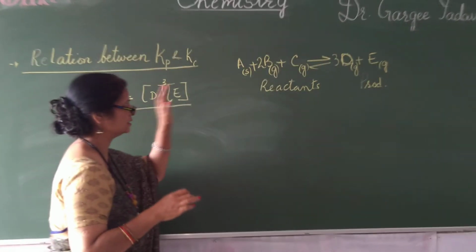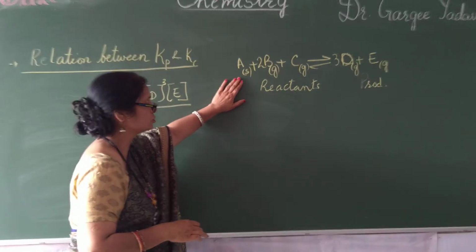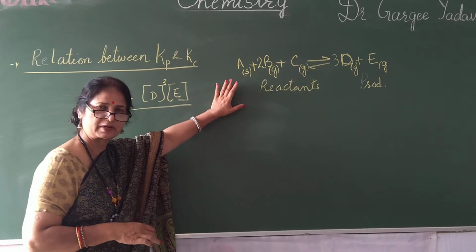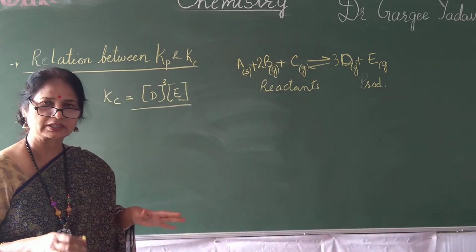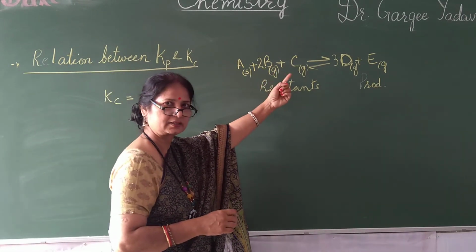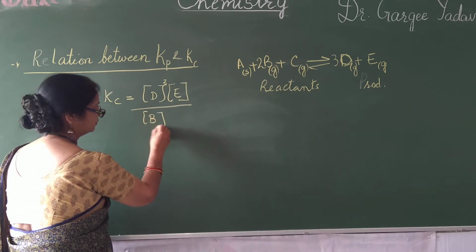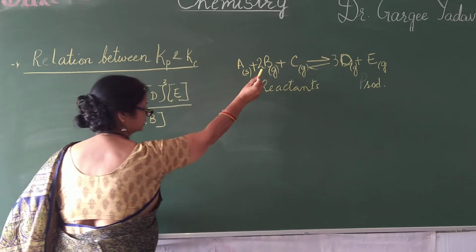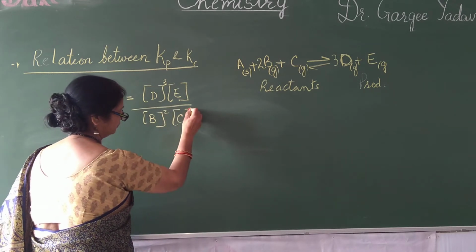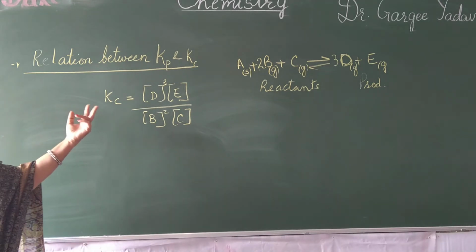And here we can see that A is in solid state, so we will ignore it because the active mass, the concentration of a solid state, is taken as constant and is taken as unity. So we will consider only B and C. So what we have here is B raised to the power 2, since its stoichiometry is 2, and multiplied by C. So this will be our value of Kc.